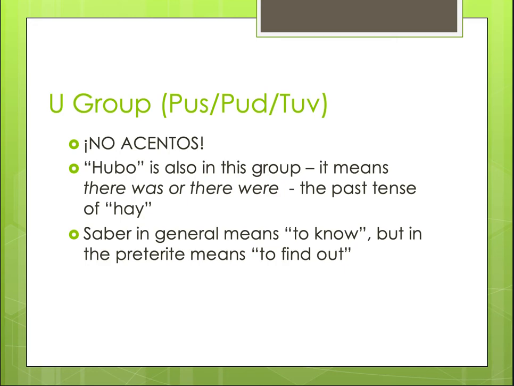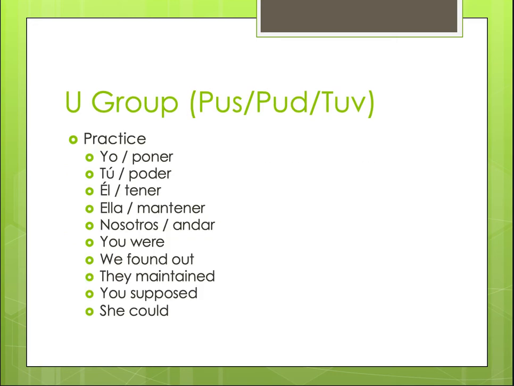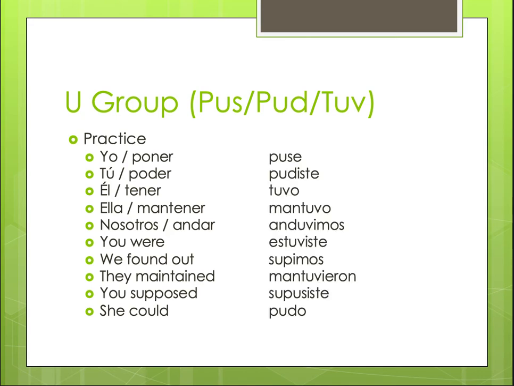Also, saber is in this group. Saber normally means to know, but if you say it in the preterite, you're talking about an event when you first knew something, which means to find out. So if you say yo supe, that doesn't mean I knew, it means I found out. Here's your practice, you can pause. Here are your answers, you can pause.